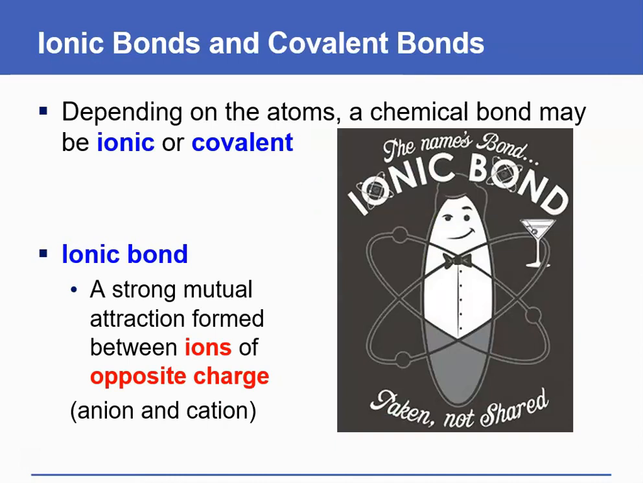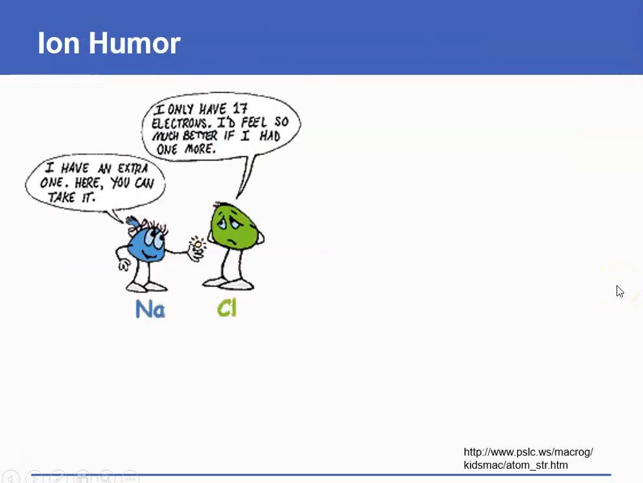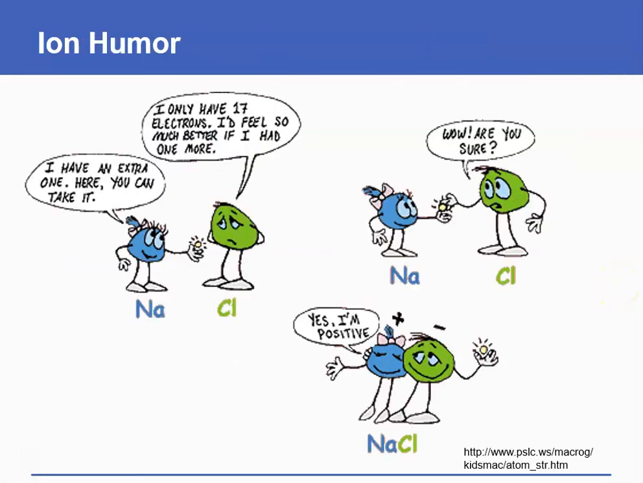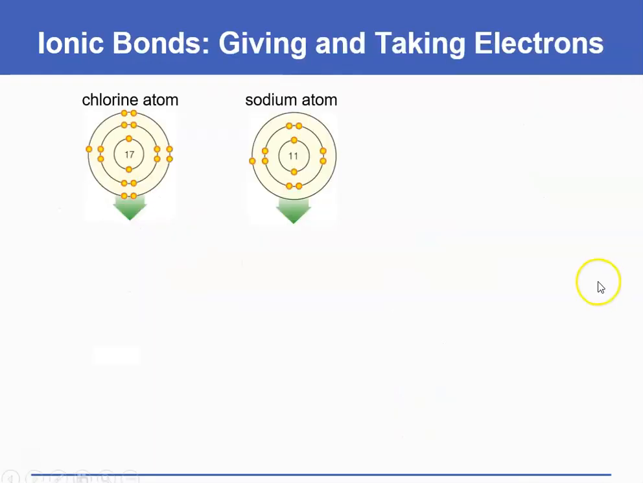So depending on the atoms, a chemical bond might be ionic or covalent. And an ionic bond is formed, not surprisingly, between two ions, between ions of opposite charges, so an anion and a cation. I do love puns. Names bond, ionic bond, taken, not shared. I'll spare you reading this one, but goodness, I do love ion humor.